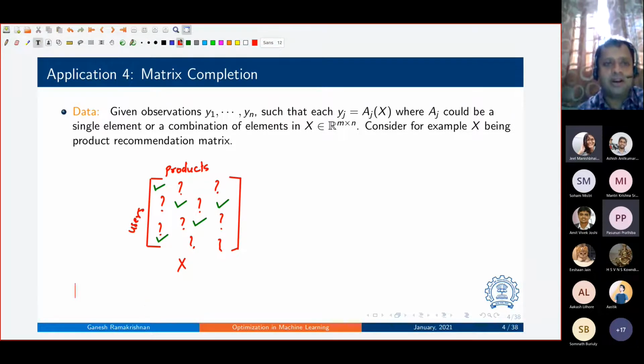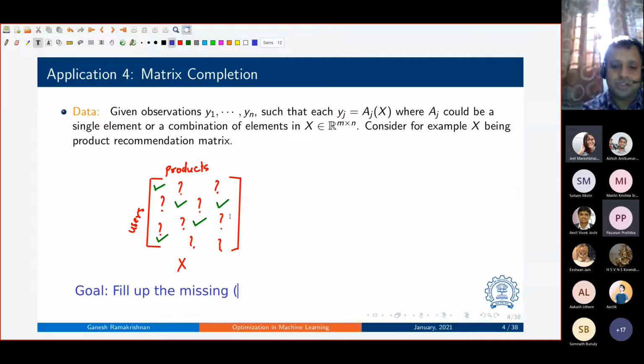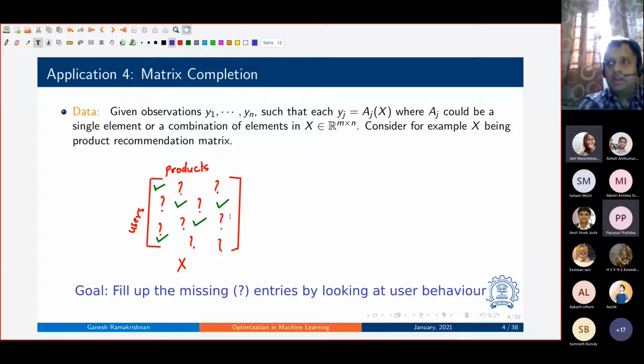And as I already hinted, there's some role that will be played by the kind of decompositions we discussed in the previous slide. So the goal: you're trying to fill up the missing question mark entries by doing what? By looking at user behavior and product behavior, or you can think of these as features, user features and product features.